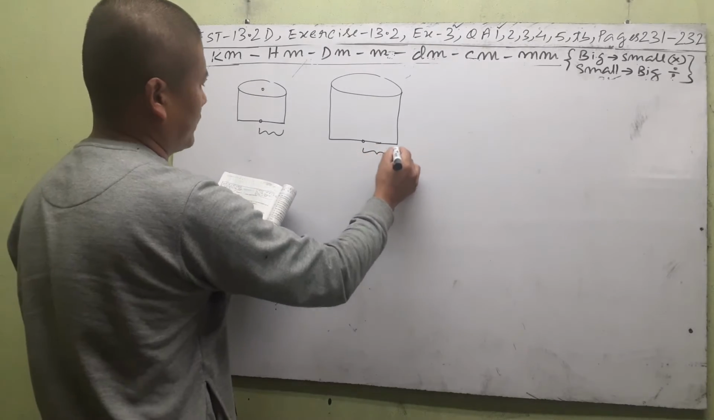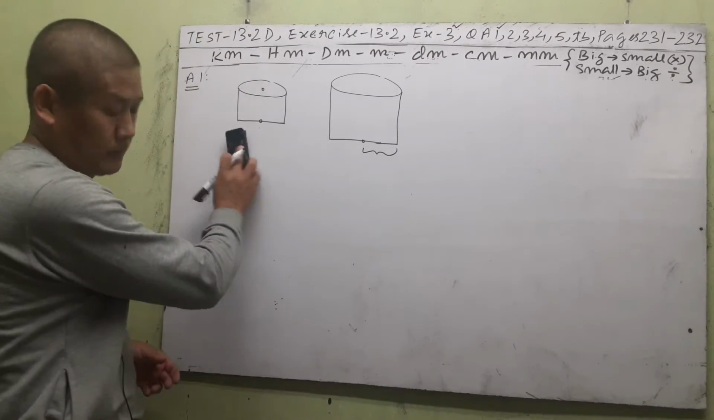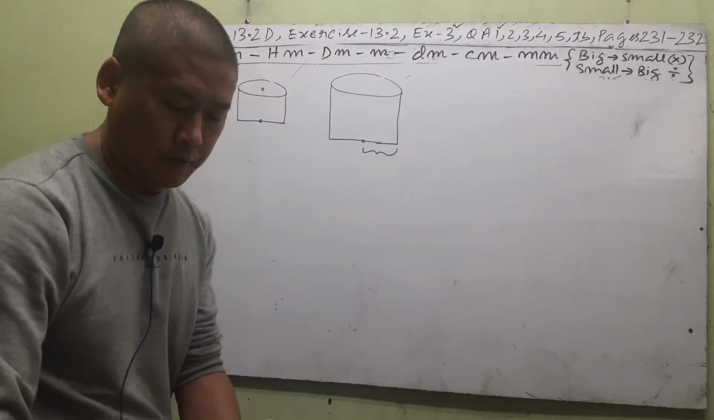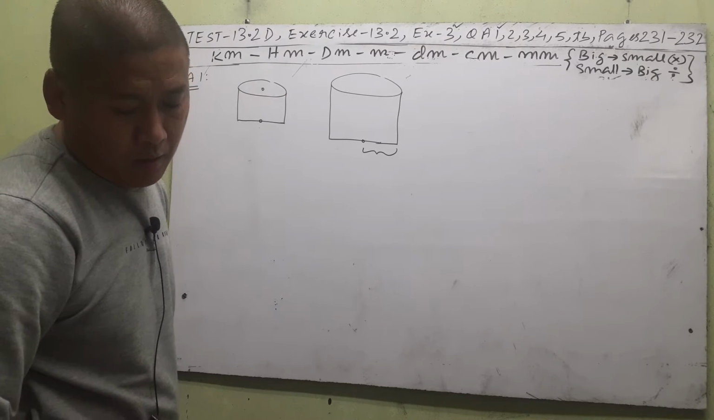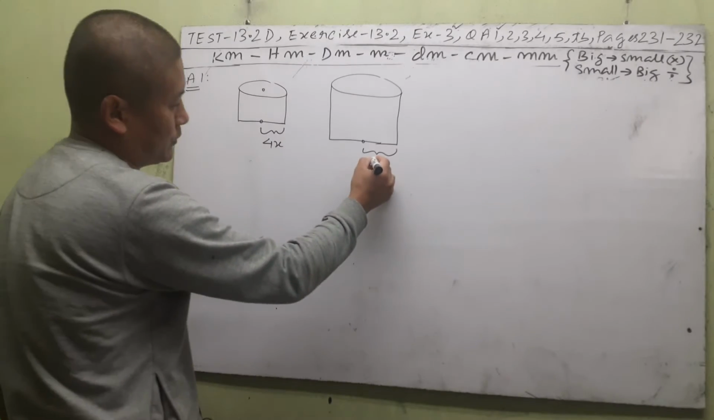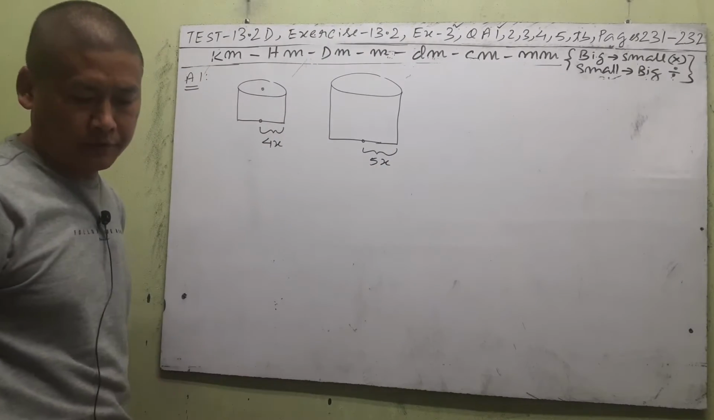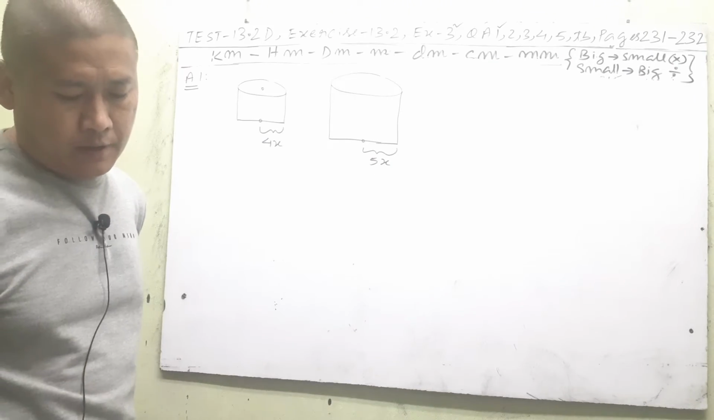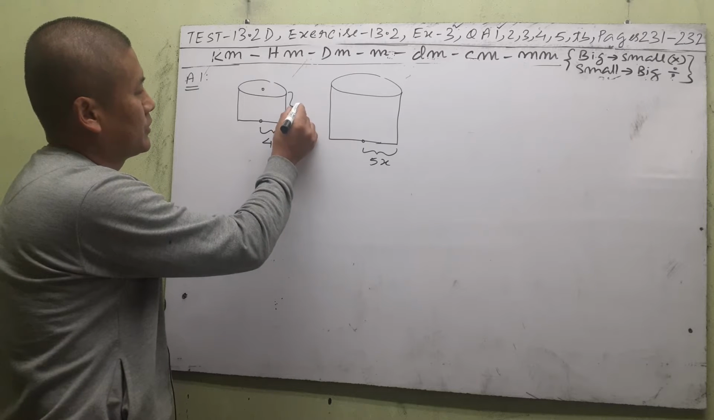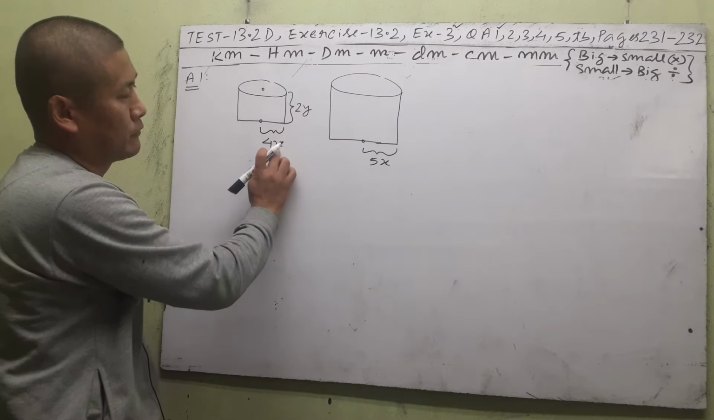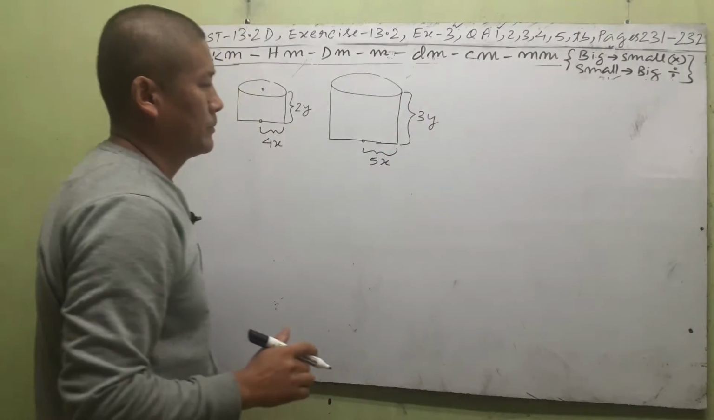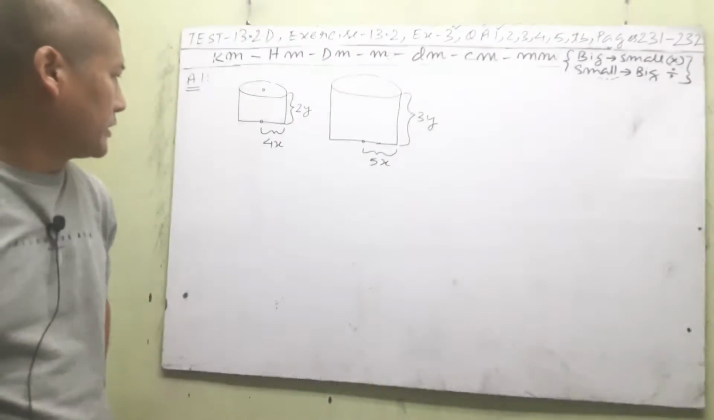Radius means from here to here for both. So the radii are in the ratio 4:5. So here, the first one is 4x, then the second one will be 5x, because they are saying their radii are in the ratio 4:5. The heights are in the ratio 2:3. So the first one is shorter, 2. Then we have to use another variable other than x, so 2y. Then the height here will be 3y, because the heights are in the ratio 2:3, the question says.